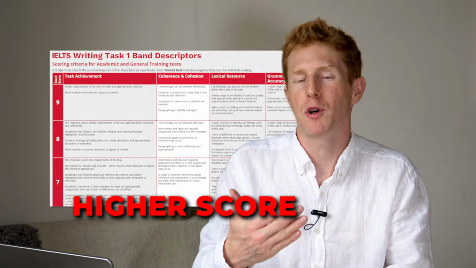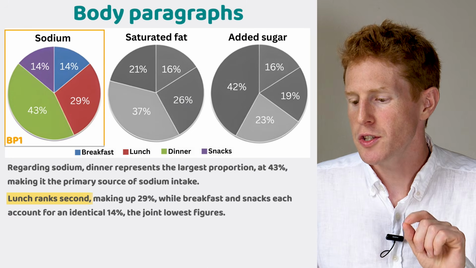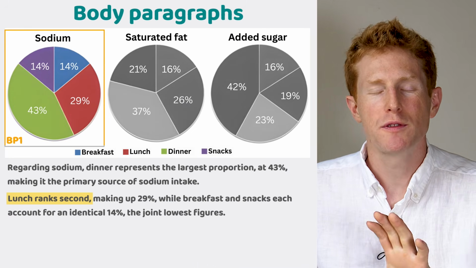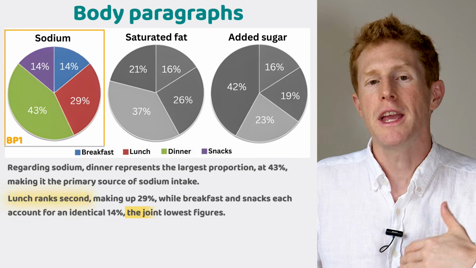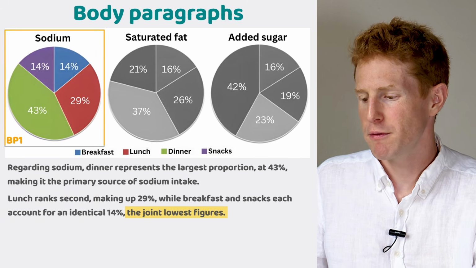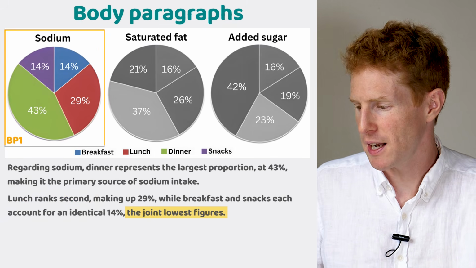This kind of logic is very easy for an examiner to understand and will help me to get a higher score for coherence and cohesion. Lunch ranks second. You'll find that there's a lot of ranking language when it comes to pie charts. The joint lowest figure, again, superlative language.